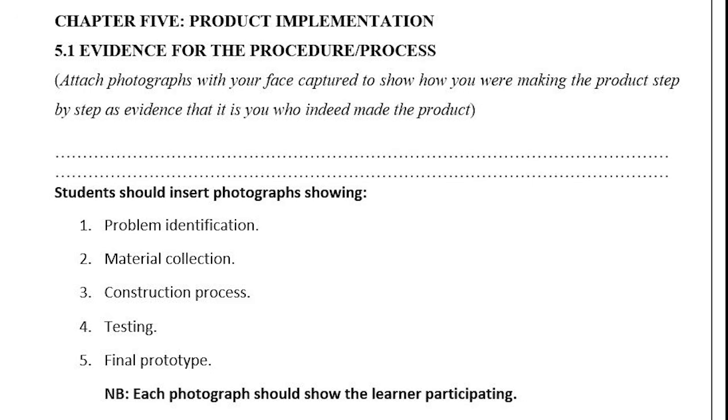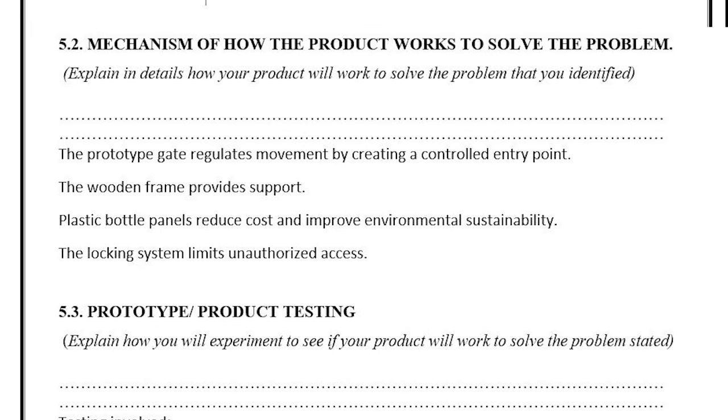Very important. Then under chapter 5, the second thing, have the mechanism of how the product works to solve the problem. Here you're supposed to explain in details how your product will work to solve the problem that you identified. The prototype gate regulates movement by creating a control entry point. Remember, my problem was there is no gate, and so there is no control movement or accessibility of the farm. So the prototype gate regulates movement by creating a control entry point. The wooden frame provides support. Plastic bottle panels reduce costs and improve environmental sustainability. The locking system limits unauthorized access.